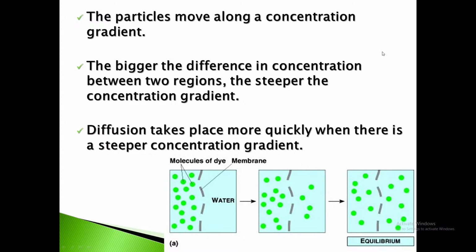Alright, so the particles move along a concentration gradient. Once we're talking about diffusion, we have what is known as a concentration gradient. So we now need to understand this concept. What do we mean by concentration gradient? The second point is saying the bigger the difference in concentration between two regions, the steeper the concentration gradient.